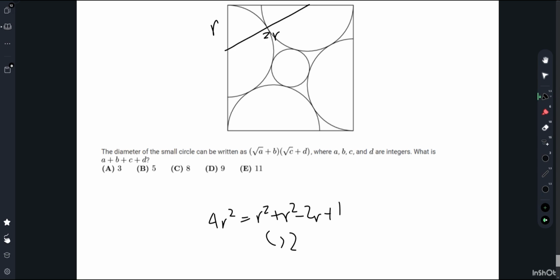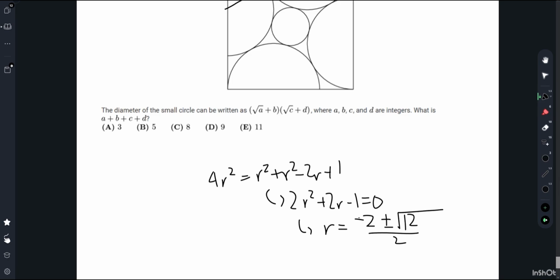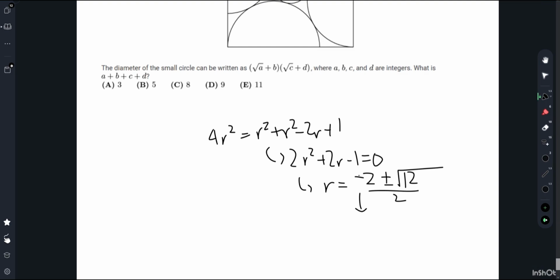This gives us 2r squared plus 2r minus 1 is equal to 0. So by quadratic formula, r is equal to negative 2 plus minus root 12 over 2. Obviously, it can't be negative because it's a side length. We have root 3 minus 1 over 2. And also, this is over 4. Sorry.